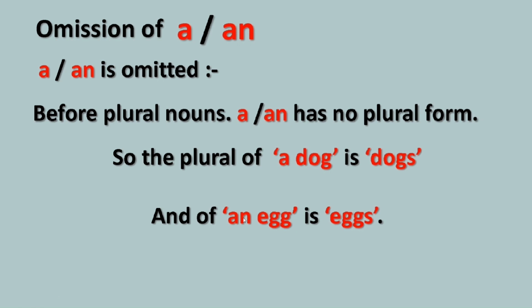Now come to omission. Omission means zero article. The first rule is, before plural nouns we cannot use a or an. A or an has no plural form. So the plural of a dog cannot be a dogs. This is simply dogs. Similarly, an egg cannot be an eggs. That should be simply eggs. So before plural nouns or words, a or an cannot be used.